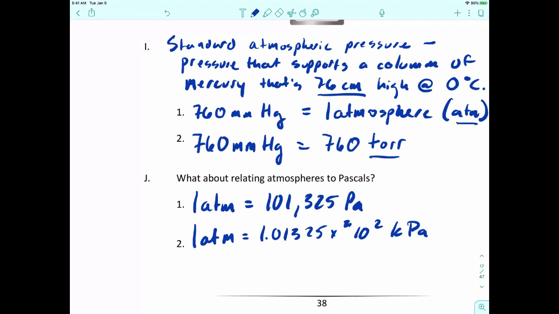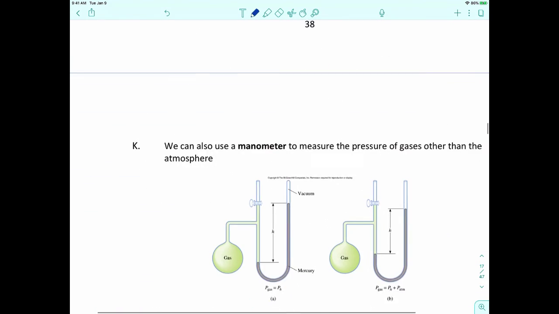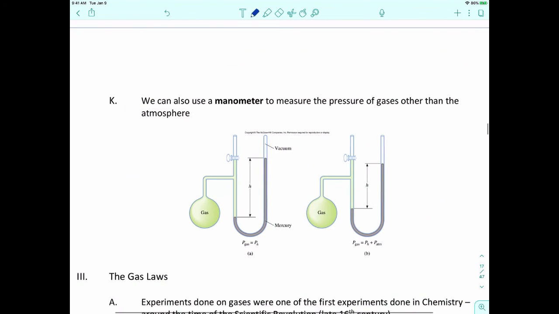Okay. So we can use a barometer to help us measure atmospheric pressure. We can also use a manometer to help us measure the pressure of gases other than the atmosphere. The way this works, you've got a U-shaped tube, and on one side of the U, you've got a container that holds a certain gas of interest. Inside that tube, you've got a pool of mercury. And so again, based on the pressure of this gas, you're going to measure the length of this column of mercury, and that's how you define the pressure.